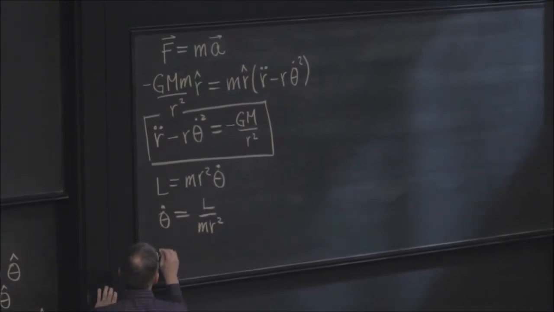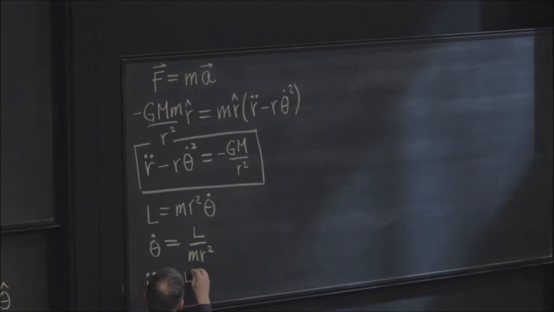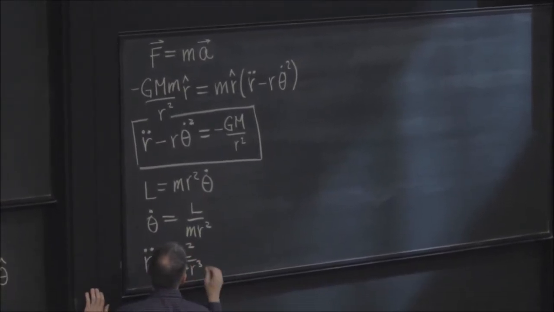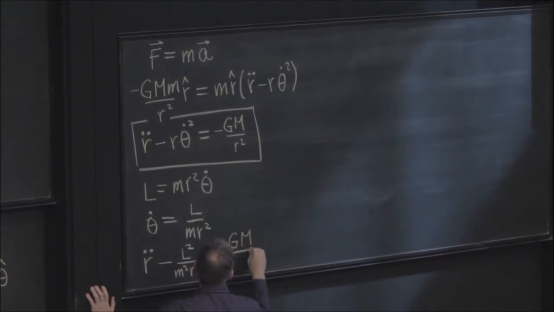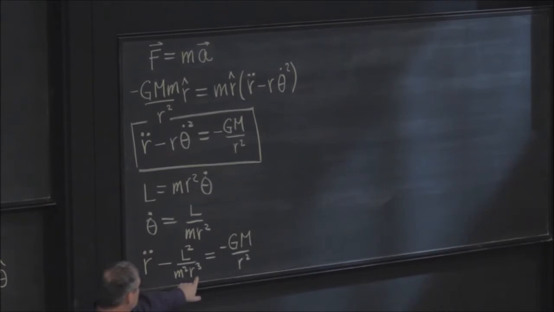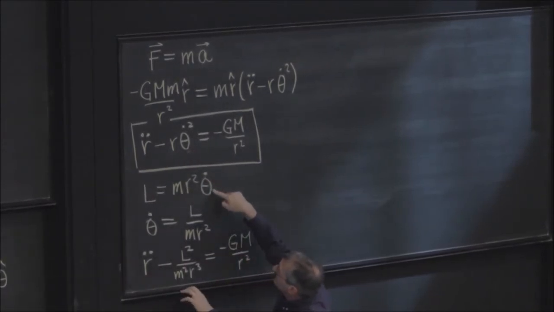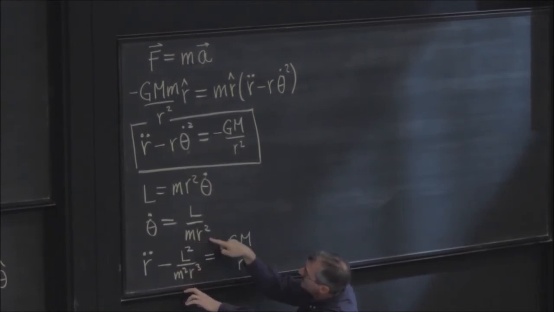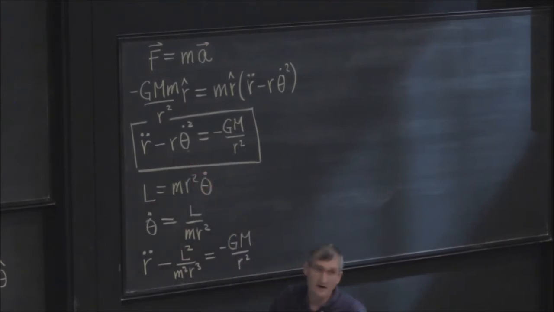So then I would have r double dot minus L squared over m squared r cubed is equal to minus GM over r squared. I have one r, and then I have r to the fourth in the bottom. So r divided by r to the fourth is r cubed, right? Is that right? Where? So this term, theta dot squared, I need L squared, m squared, and r to the fourth in the bottom, but r on the top. So r divided by r to the fourth is r cubed.